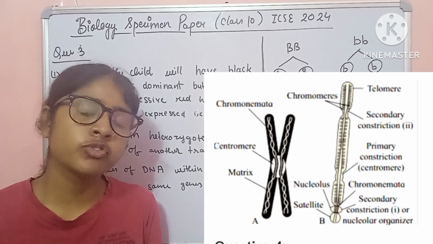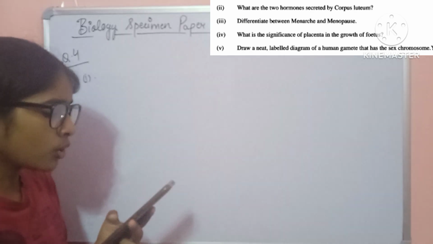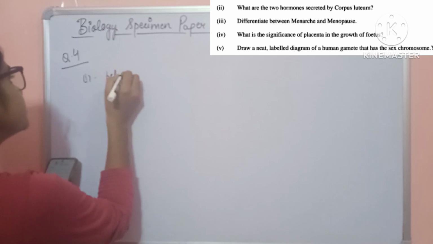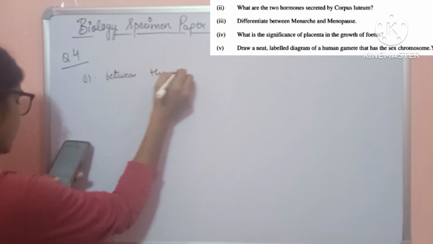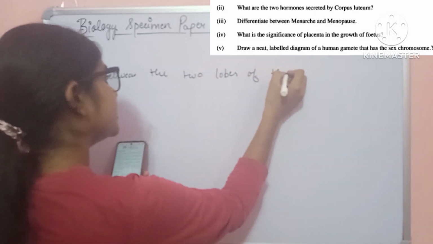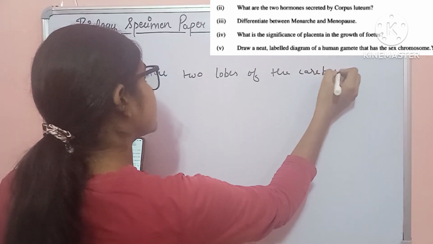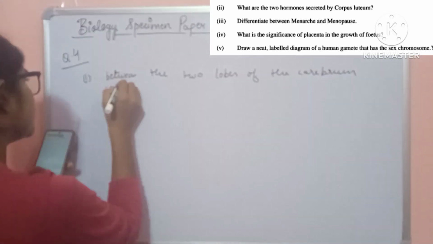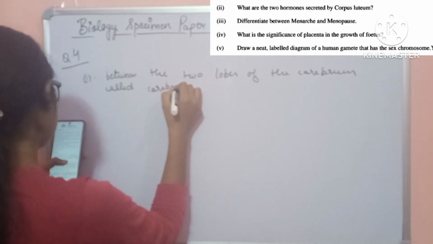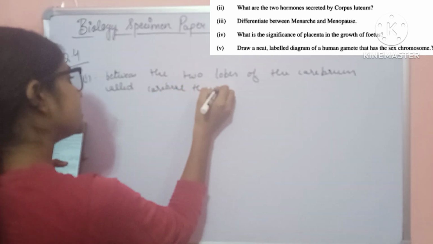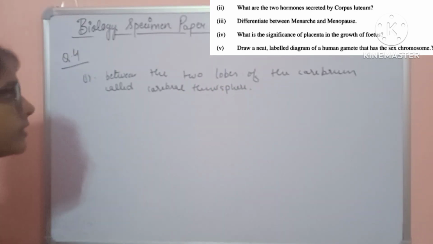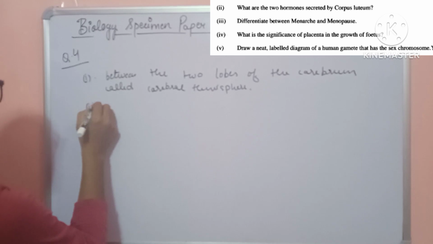Question number third. Now see question number 4. Mention the exact location of corpus callosum. The answer is between the two lobes of the cerebrum called cerebral hemisphere. Okay, between the two lobes of the cerebrum called cerebral hemisphere. This is the first answer.